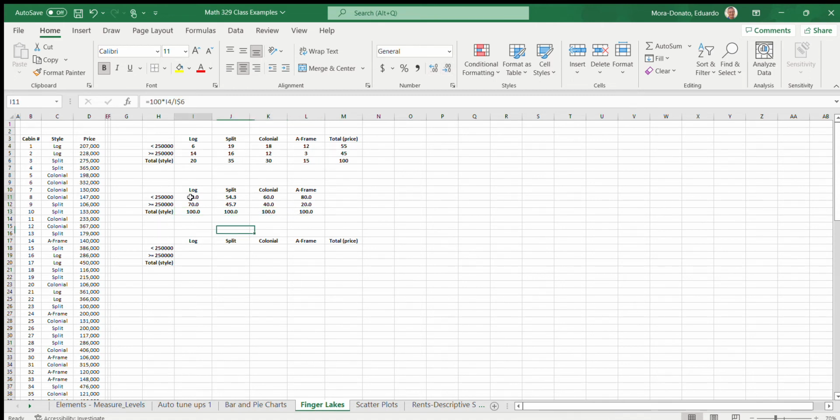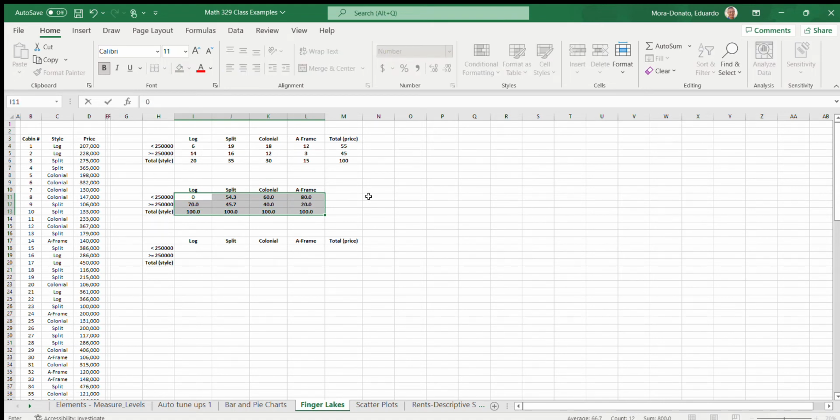You see this little table gives a lot more information, because now we know the percent by style. As I said before, out of the log cabins, 30% are under 250K and 70% are over 250K. Of the colonial style, for instance, the majority, 60%, are under 250K and only 40% are over 250K. So a lot more information that we were unable to see in this table because it's very difficult to visualize.